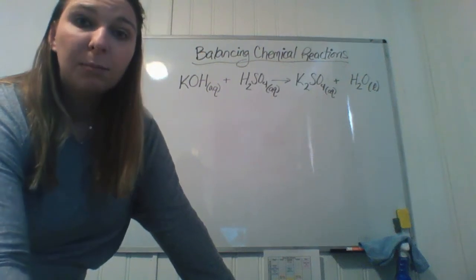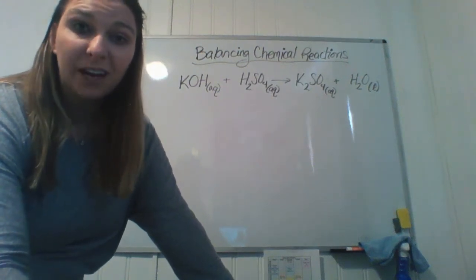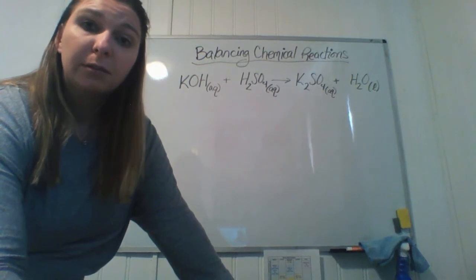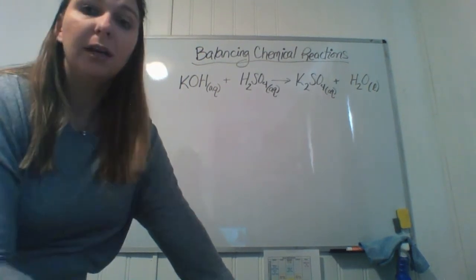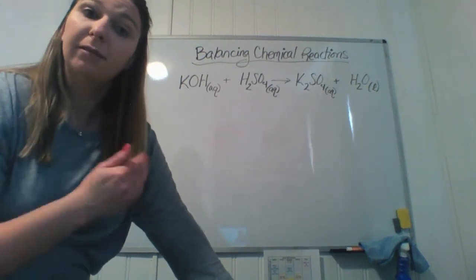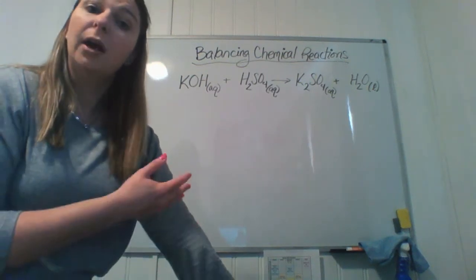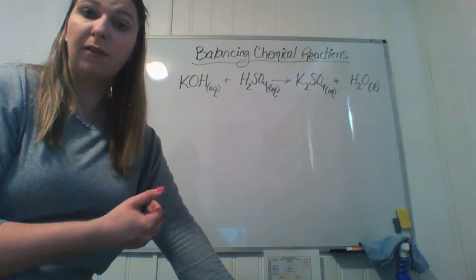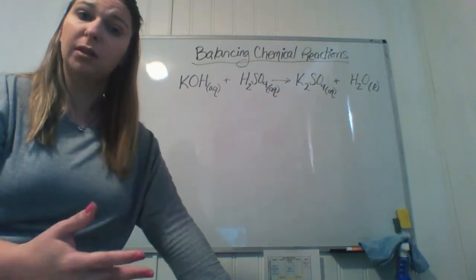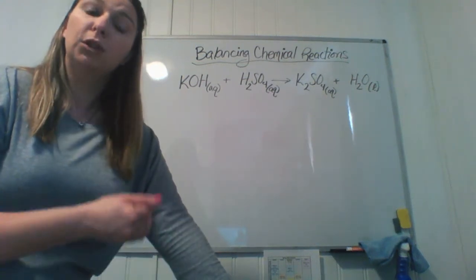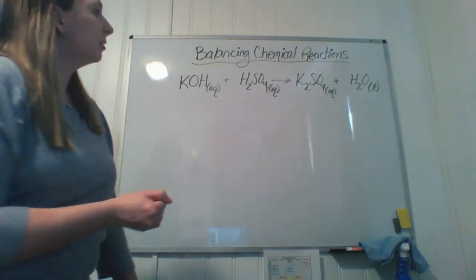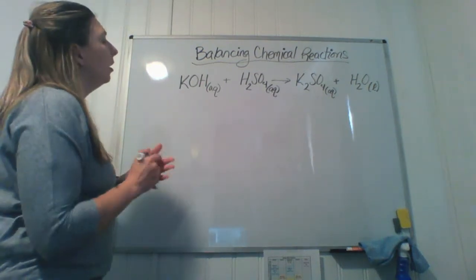In this video, we will be practicing with balancing chemical reactions. Our first reaction is here on the board already, and we're going to go through and see if it's balanced. And if it's not balanced, we need to go through and make sure that the number of atoms on the left side is equal to the atoms on the right side, which would make it balanced. So let's take a look here.